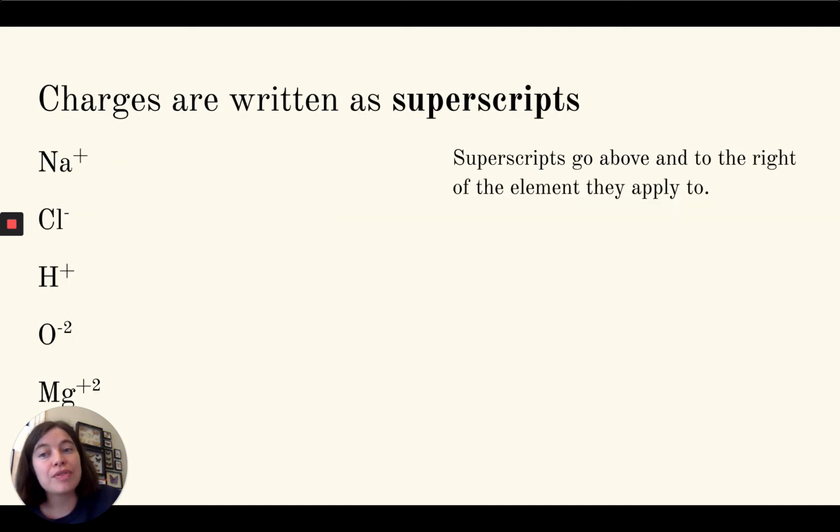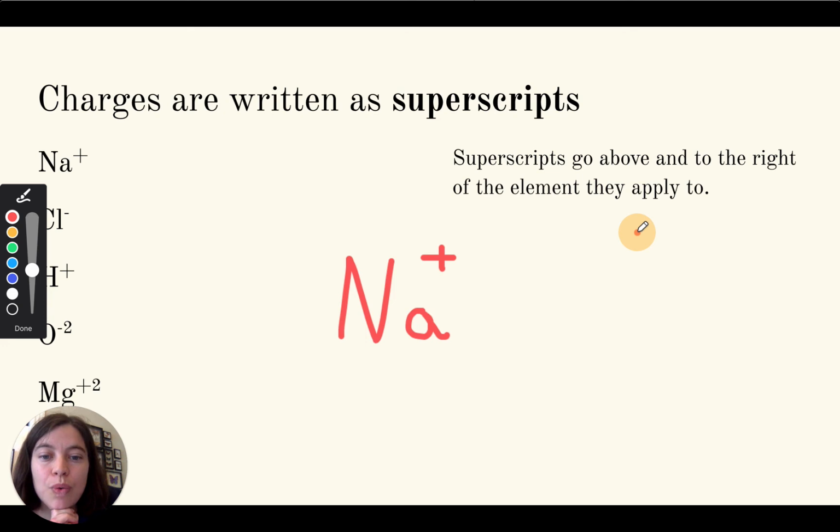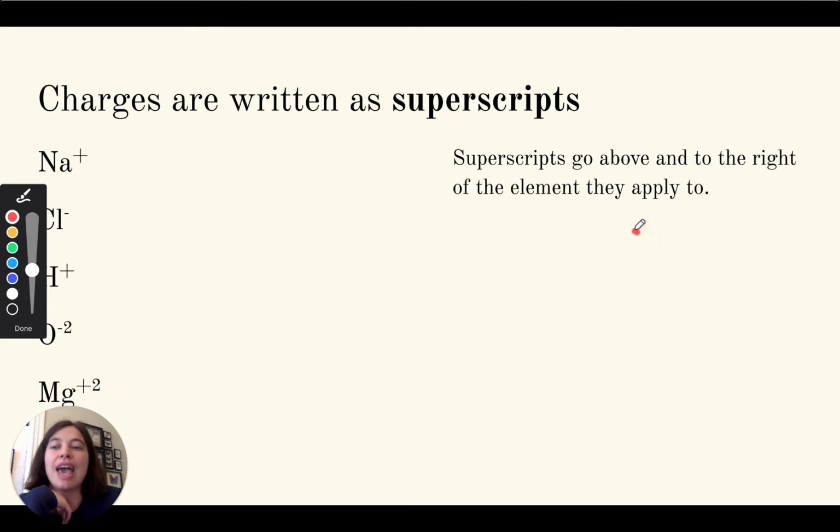Now, we also have charges. Charges will be written as superscripts. Now, the word superscript, super is referring to the fact that it's up high, and script is just referring to writing. So this is writing that goes up above. So if you've got something like sodium, sodium can form a cation with a charge of +1. And that plus goes up above the sodium because it's a superscript. You'll notice that even though sodium has a charge of +1, I only wrote plus. That's because chemists don't bother writing the number 1.